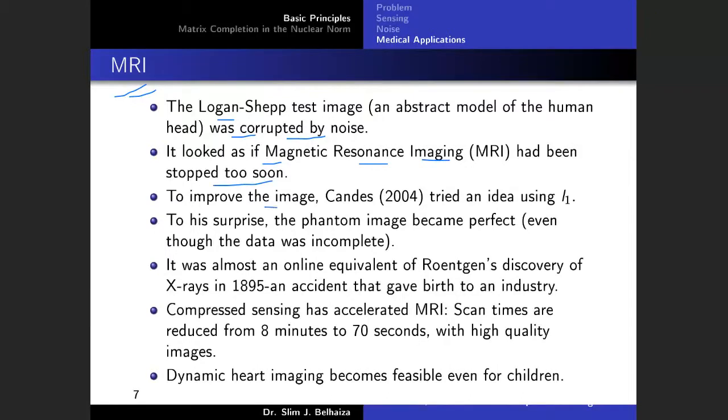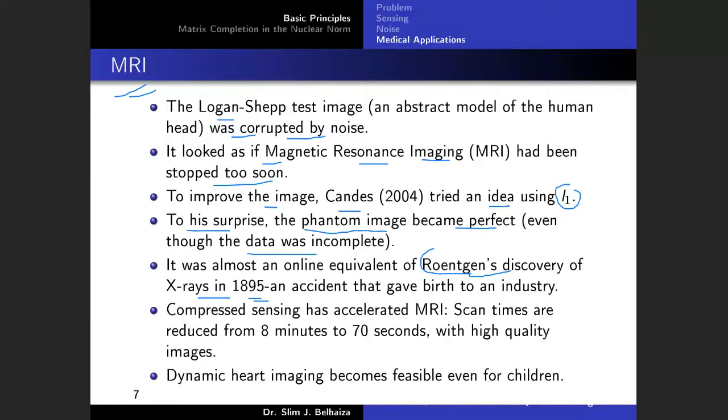So to improve the image, what Candes did, he tried an idea using the L1 minimization. But to his surprise, in fact, the phantom image he got before, which was incomplete, became perfect, even though the data was incomplete. Okay? So it was almost an equivalent to Roentgen's discovery of X-rays in 1895 as an accident that gave birth to this industry of MRIs and compressive sensing.